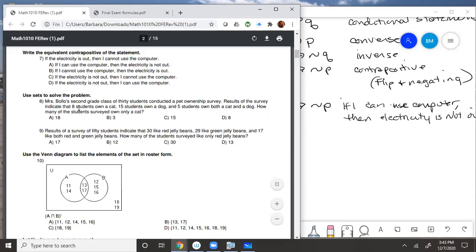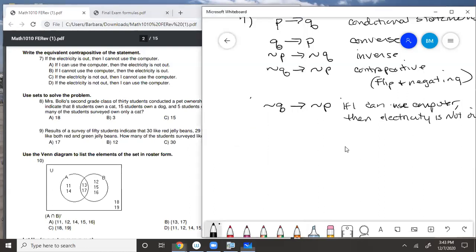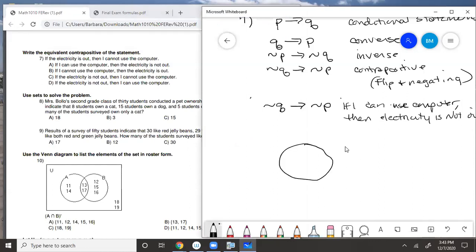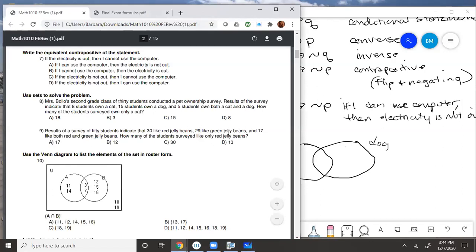All right. We have cat, dog, and then both cat and dog. So we have 2 groups here, right? So we'll draw a Venn diagram with 2 groups, and this is where they overlap. These are the owners that have cats, this is dogs, and this is both. It says 8 students own a cat, 15 own a dog, 5 own both. So I always go with the innermost circle where both is, so we start with 5.